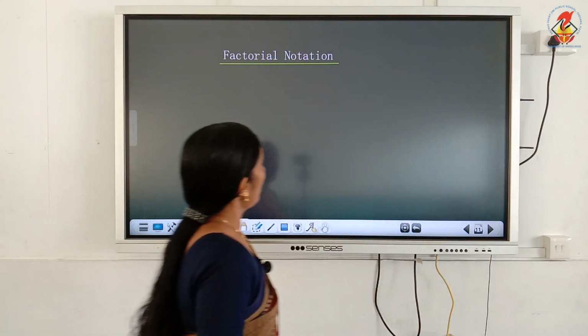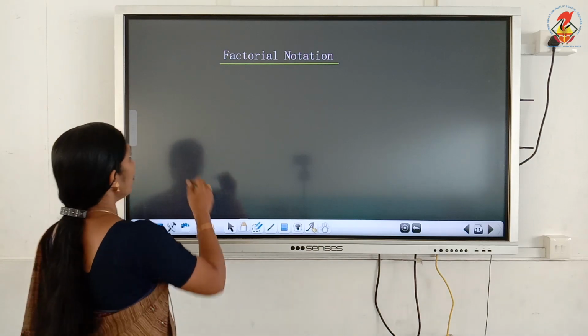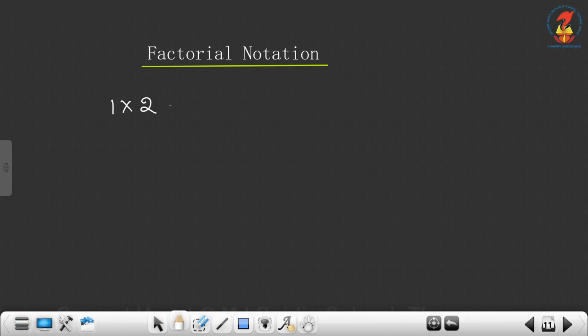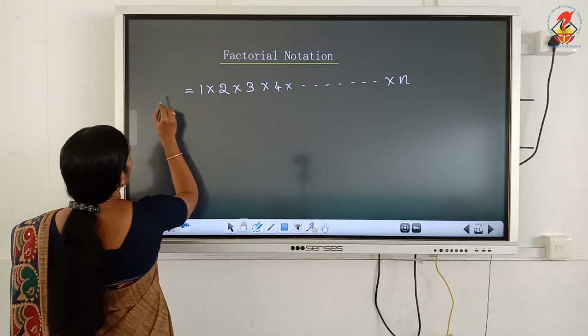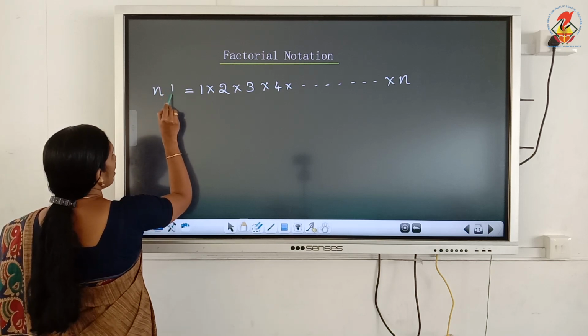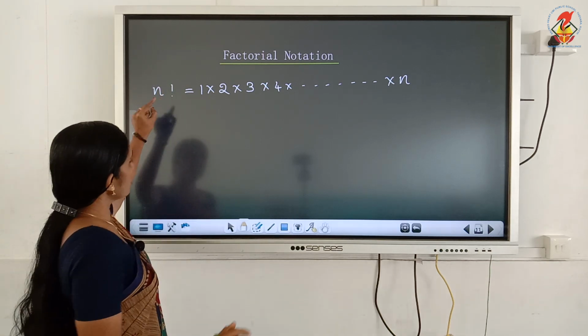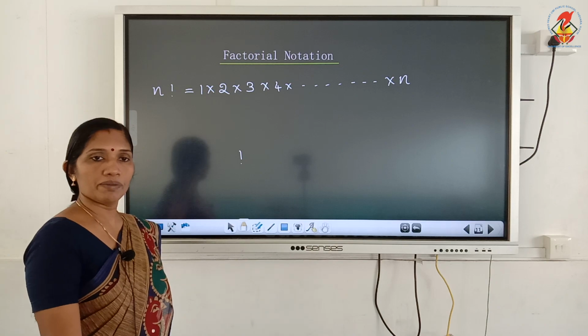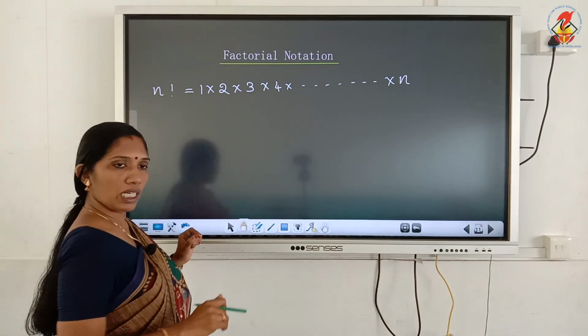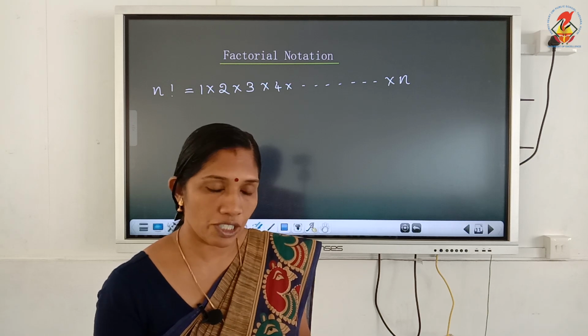So what do you mean by factorial notation? The product of first n natural numbers, 1 into 2 into 3 into 4 into 5 into 6 into etc. to n, that is the product of first n natural numbers. It is denoted as n factorial or factorial n. Look at the notation, like an exclamation mark. This is the symbol for factorial. So what do you mean by n factorial? It is the product of first n natural numbers.